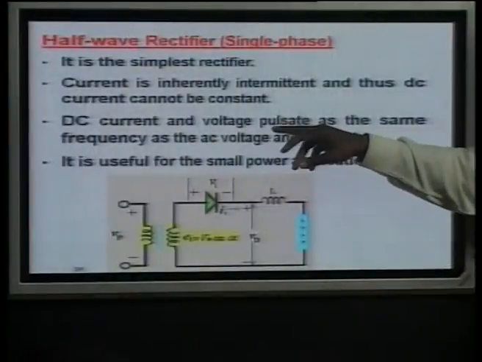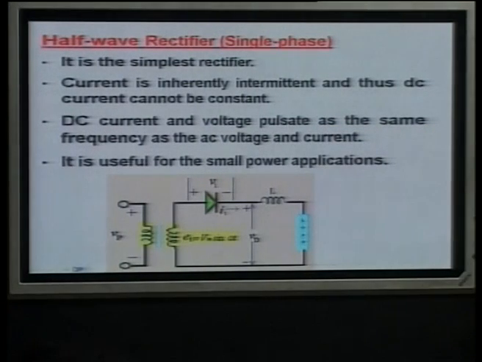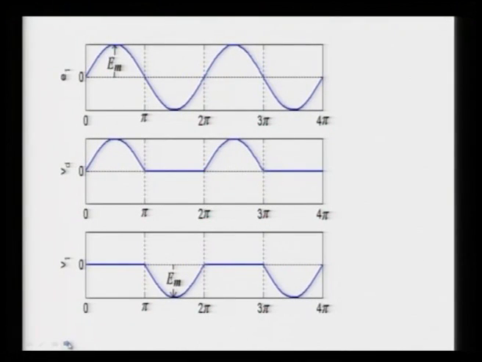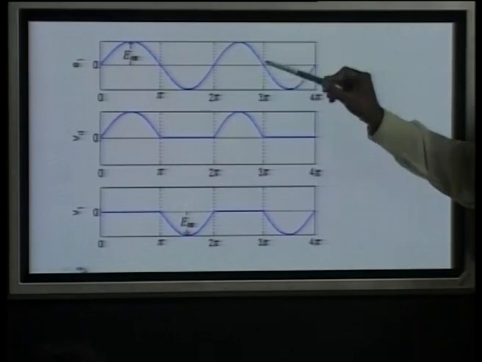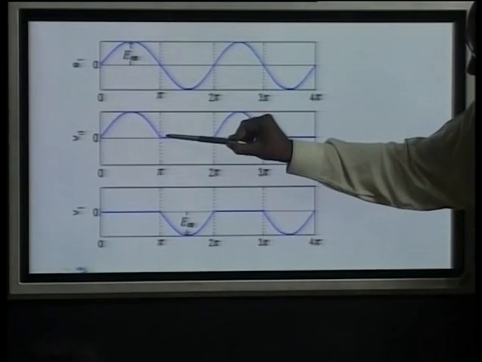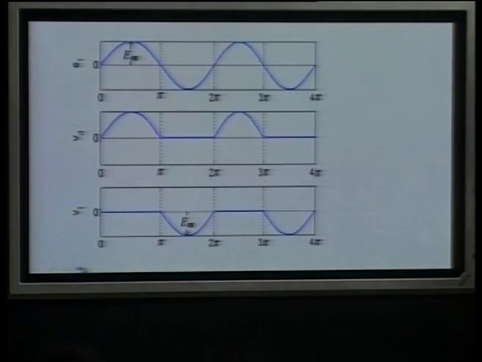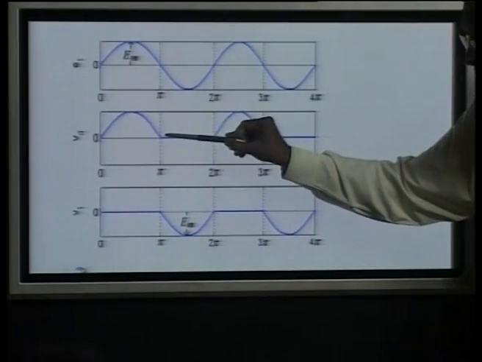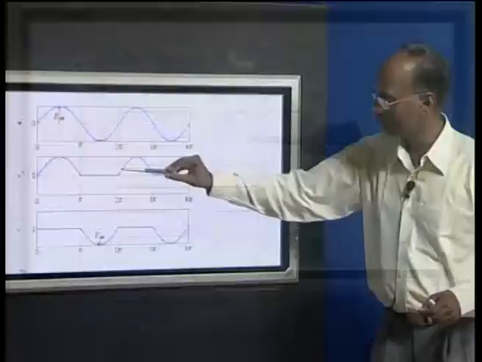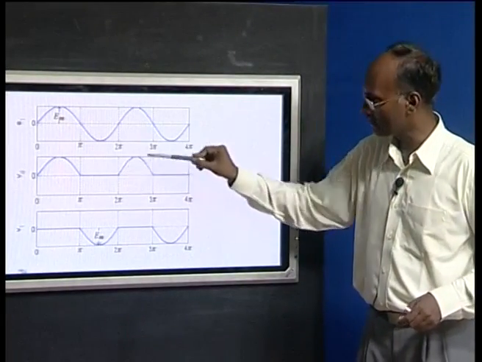So, the DC current and voltage pulsate at the same frequency as the AC voltage and current, and if you see the output here, this is your applied secondary side voltage, Em sin omega t. And what is your instantaneous output voltage? It varies in the first half cycle when your diode or thyristor becomes positive, and if the delay angle is 0, we get the complete half cycle. In the other half cycle it is 0 because it is in reverse bias, and then similarly again.